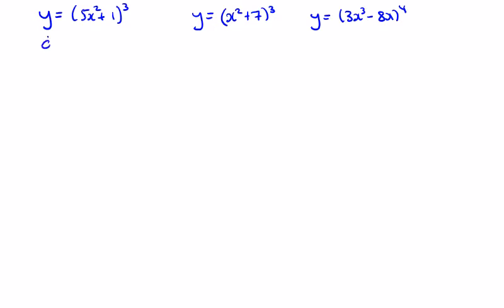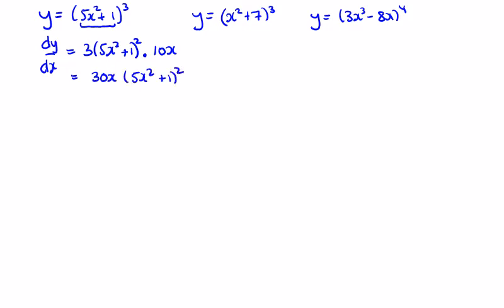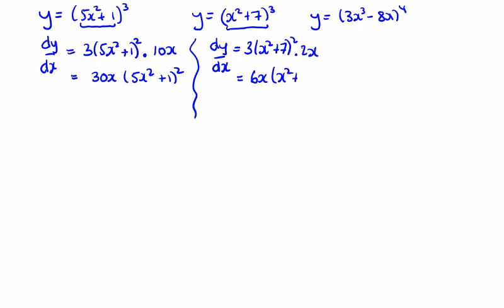And here's the solution. dy dx is equal to 3 times 5x squared plus 1 to the power of 2 multiplied by the differentiated bracket, which is 10x. So tidying it up, we're going to get 30x times 5x squared plus 1 to be squared. Next one, dy dx is equal to 3 times x squared plus 7 to the power of 2, and we're going to multiply by the differentiated bracket, which is 2x, and tidying this one up, we get 6x by x squared plus 7 to be squared.